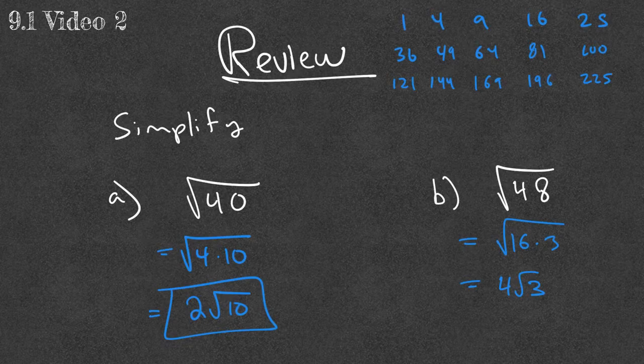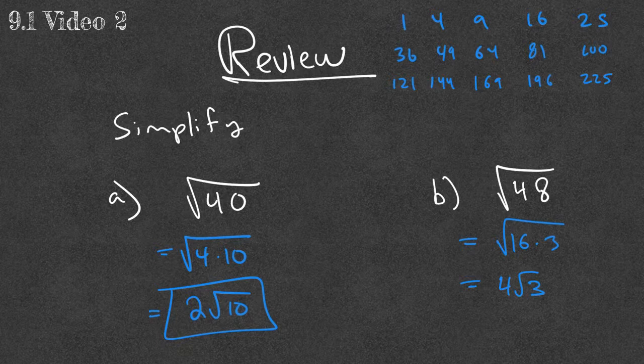For problem A, we want to break up 40 into root 4 times 10, and root 4 is 2. So we get 2 root 10. 10 doesn't have any perfect squares that go into it, so we're done with that problem. For B, the best way to do it is to break it up into square root of 16 times 3, and the square root of 16 is 4. So we get 4 root 3.